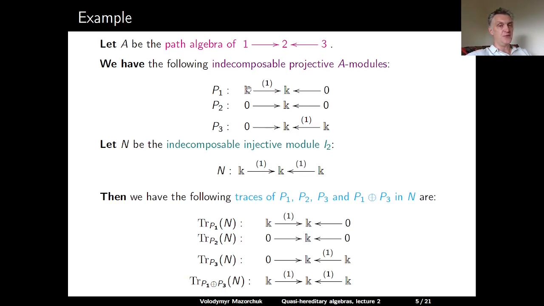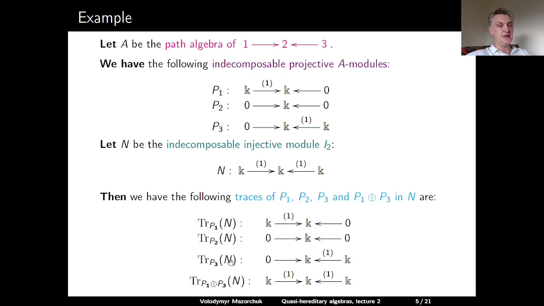The trace of P1 is generated by the simple at the vertex 1. So if you start from the vertex 1 in n and generate the submodule, we get vertex 1, and via this arrow also vertex 2. So the submodule is actually P1. That's a submodule of n, and that's the trace of P1 in n. The trace of P2: we start from the vertex 2 and we generate the submodule, but this vertex is the socle of I2, so the trace of P2 in n is just the socle L2.